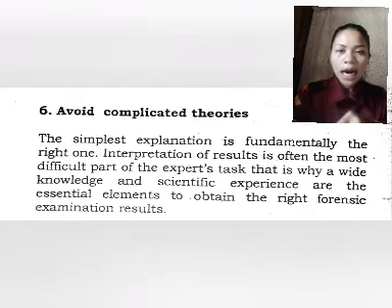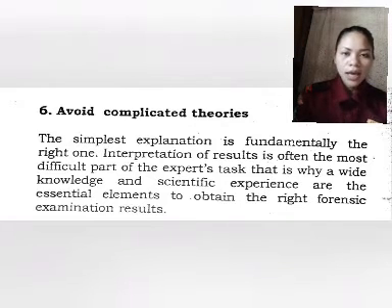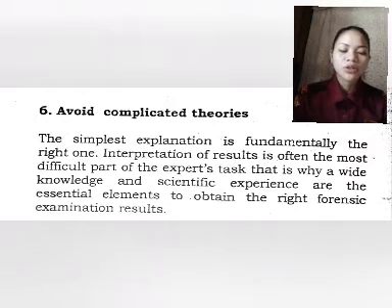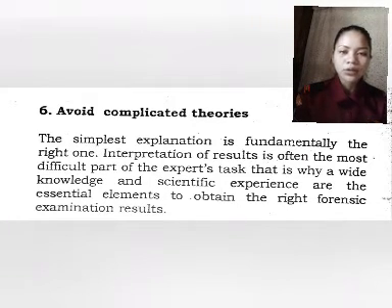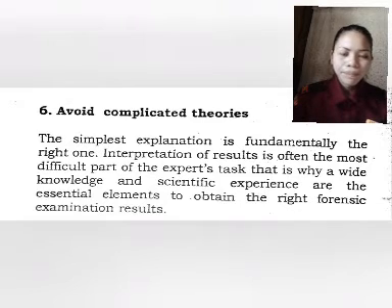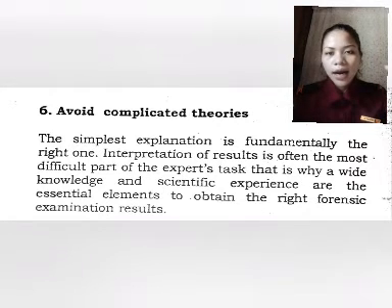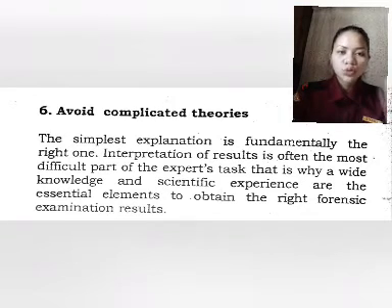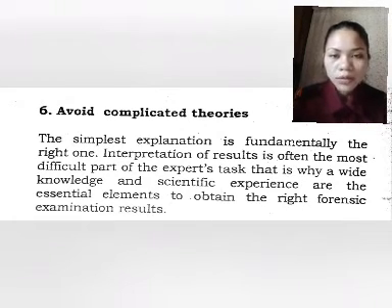So, in the title there, avoid complicated theories. So, it's very clear, avoid. In my own understanding, we should keep only one theory to avoid complication and have a right result in the examination. Because if we have too many theories in examination, it can affect our examination, so we need to choose one and have a right result. Just have only one theory. Avoid complicated theories. So that is number 6.